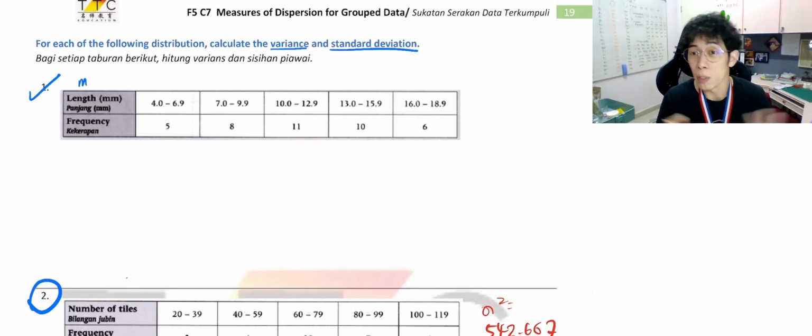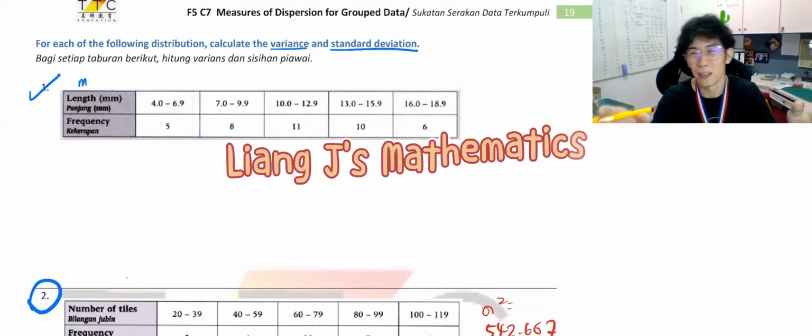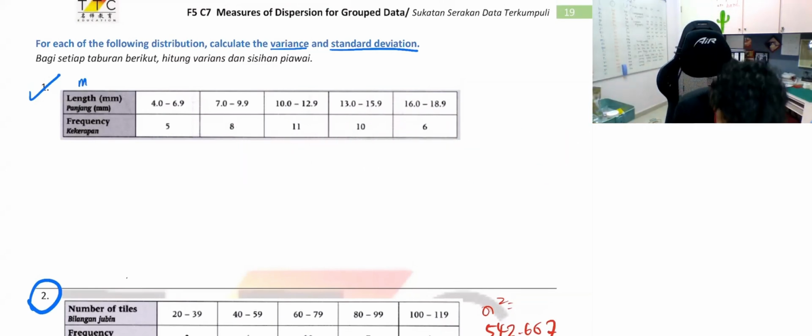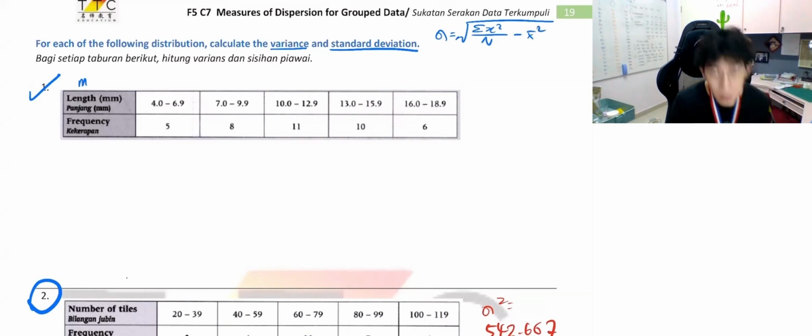Okay, it's just that one squared already, one not squared. So I will just focus on our standard deviation. Let's do it now. So I just put there: standard deviation equals the square root of sigma x squared divided by n, minus your mean square.